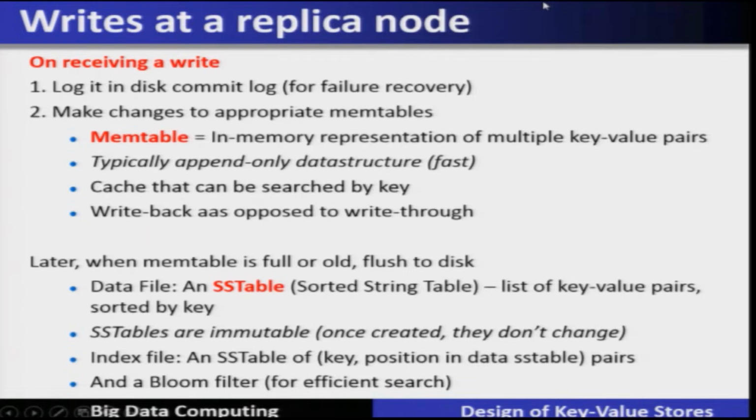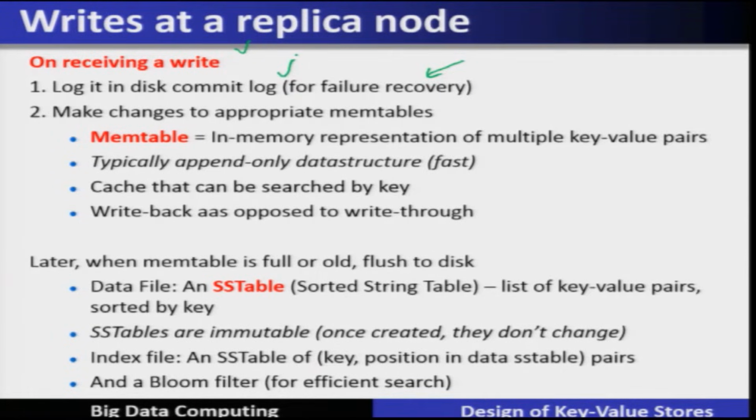Now, writes at the replica nodes; we are going to see the details. When a write is performed at the replica, it is done in the following manner. On receiving a write, it is first logged to the disk commit log to ensure reliability, so that in case of a failure of any kind, it can be recovered. That is why it has to be logged first in the disk commit log.